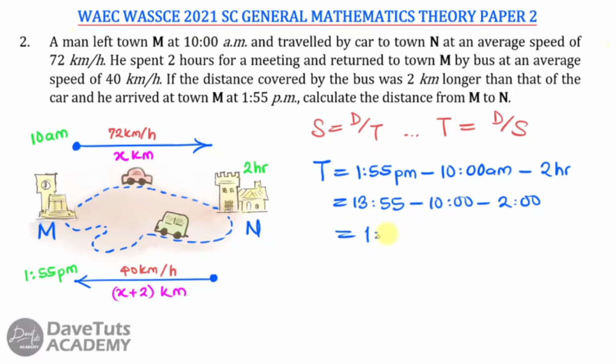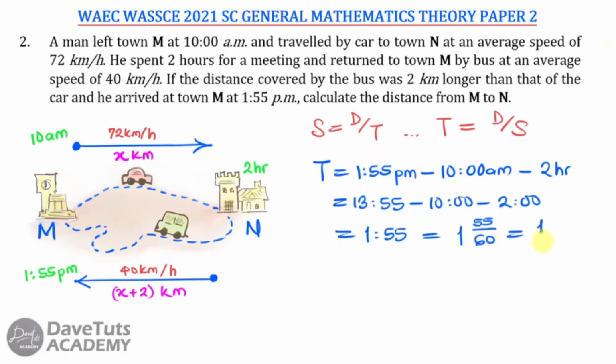That is 1:55. Now we're going to be working in fractions, and 1:55 is not ideal for our fraction. So we need to express it as a fraction. That will be 1 hour 55 over 60, because 60 minutes make 1 hour. This is like 1 hour 55 minutes, but we need to convert it totally to hours because our speed was given in per hour. You can say 72 kilometers per hour, 40 kilometers per hour. So we just append it like this.